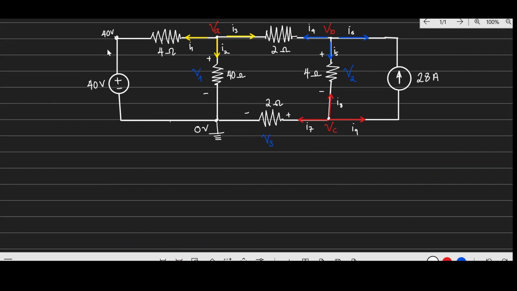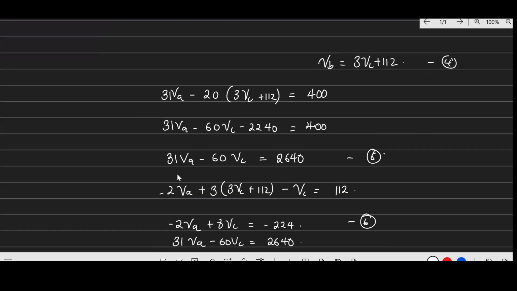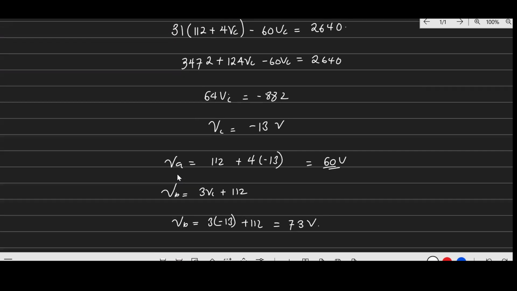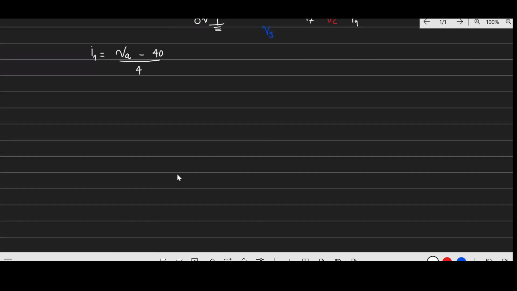We can actually find the current since we know I1. What was I1? I1 was simply equal to VA minus 40, divided by the resistor, which is 4 ohms. That's how we found I1. So what was VA? We found VA to be 60 volts. So let us substitute that.